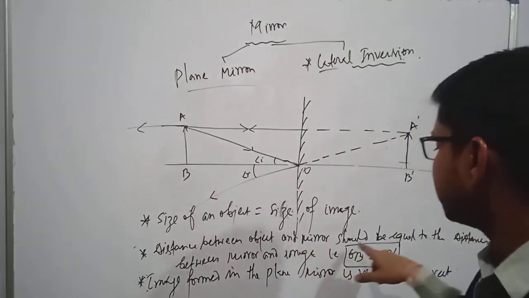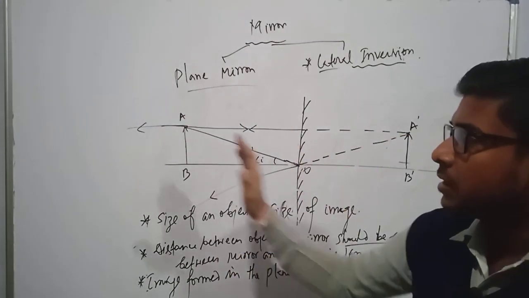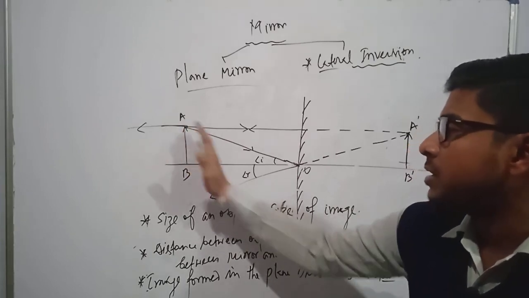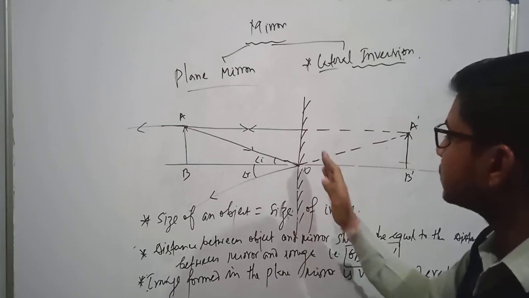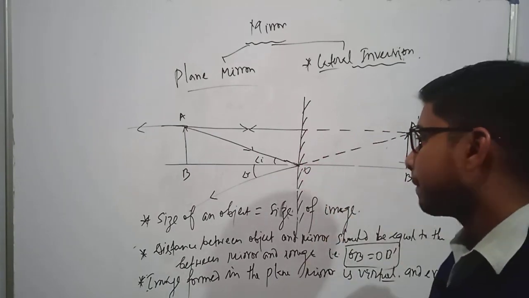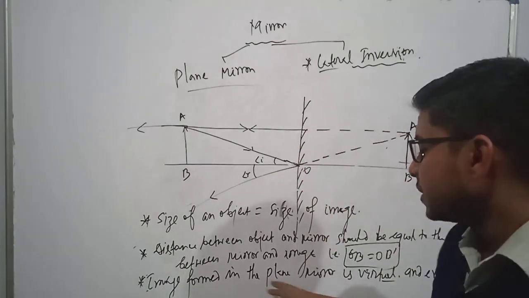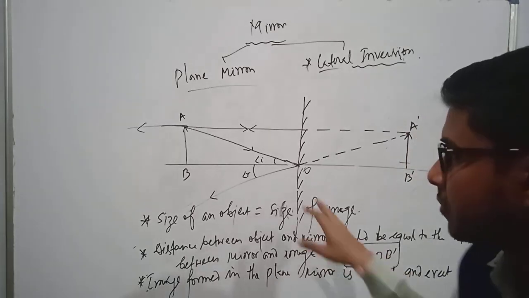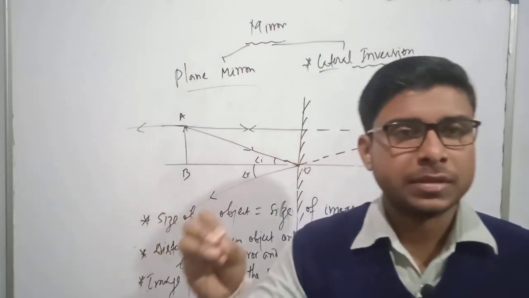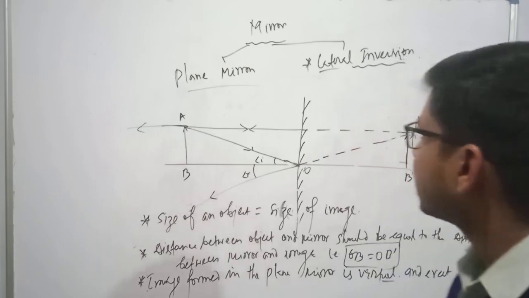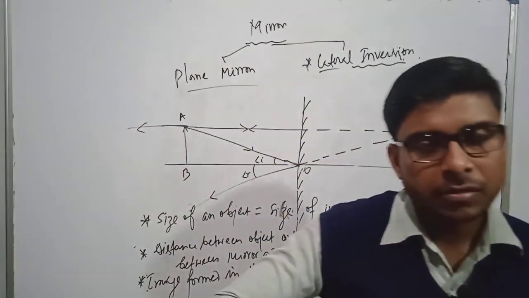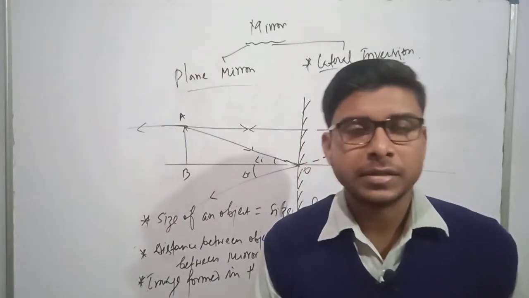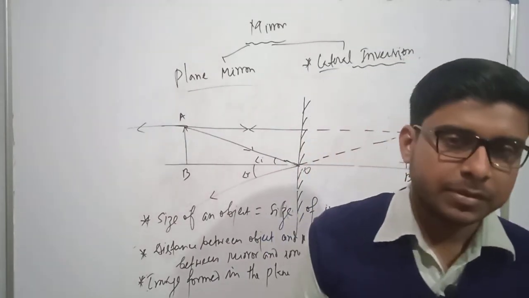The distance between the object and the mirror must be equal to the distance between the mirror and the image. The image formed in the plane mirror is virtual and erect. And the last one is lateral inversion. Lateral inversion means your right side becomes left side and your left side becomes right side. Such a phenomenon is called lateral inversion in a plane mirror.